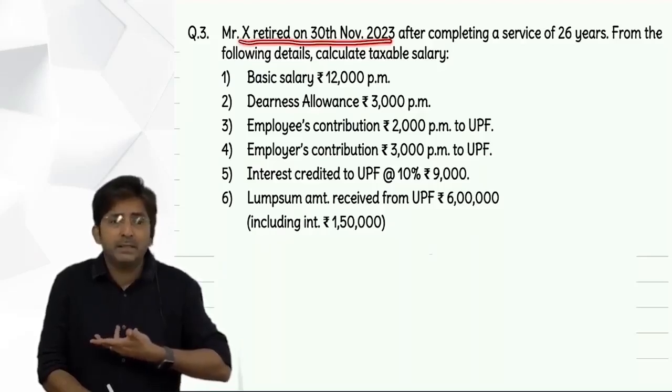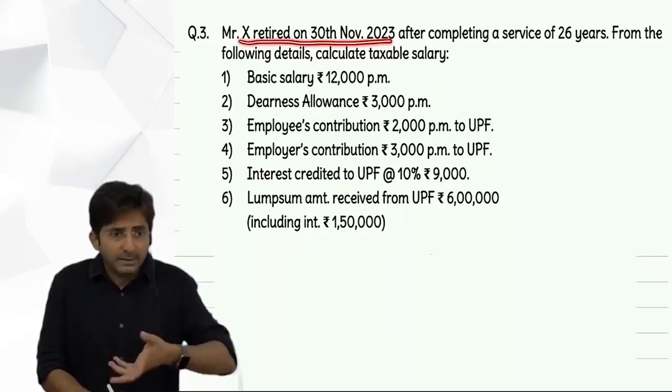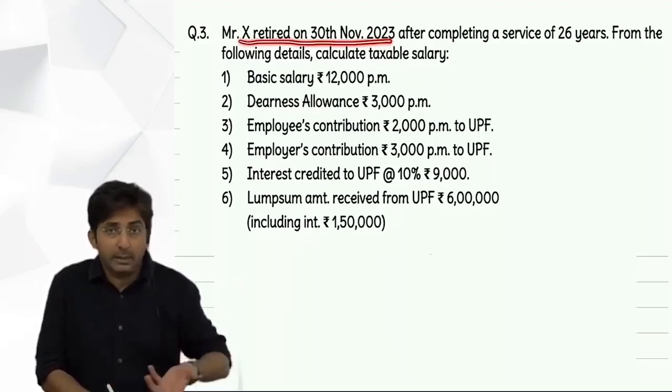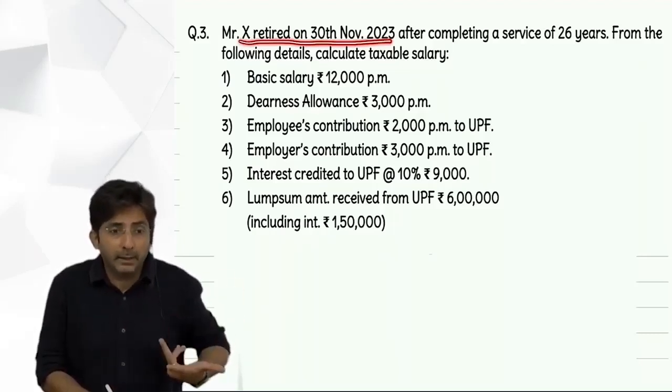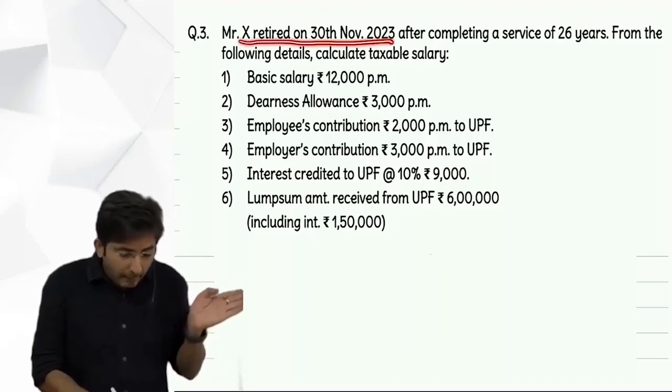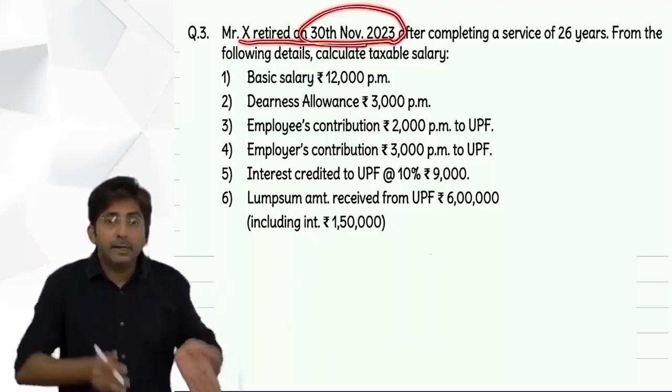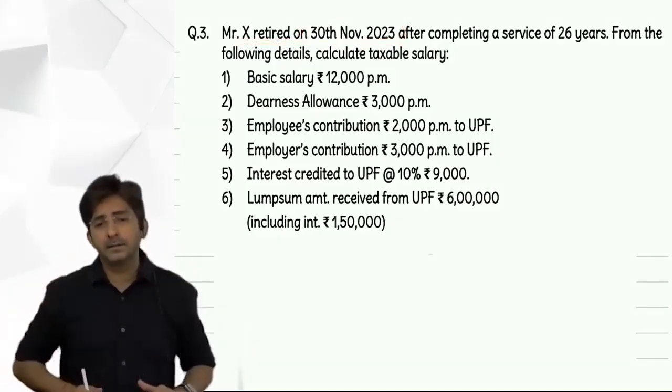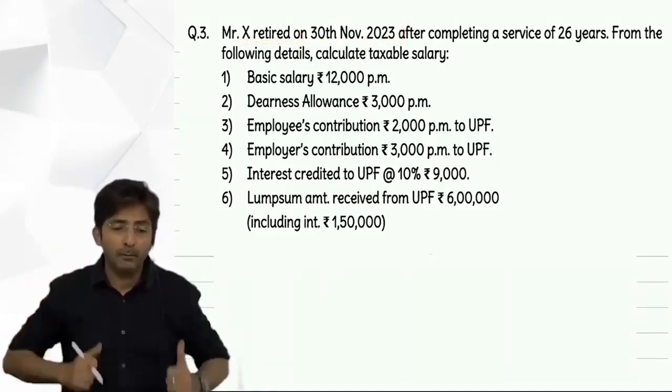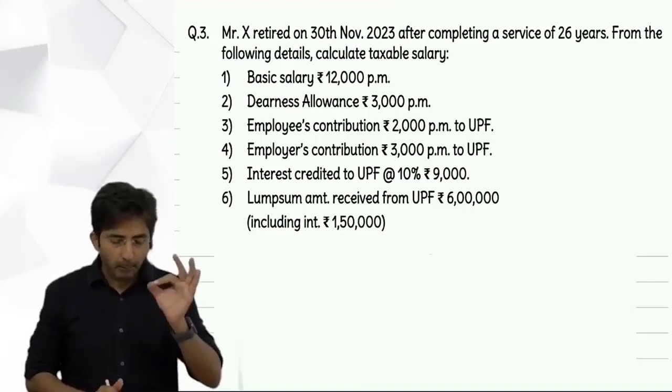Why am I saying previous year? Income is always calculated for the previous year. And what is our previous year? 23-24. And he has retired in our previous year only. So he didn't work for all 12 months. How will he get salary for 12 months? So see, make a point.